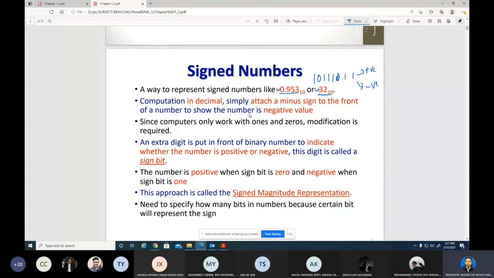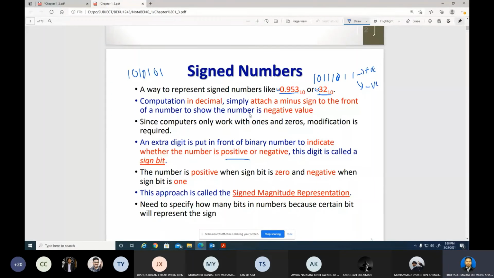But in binary, how do you know whether this is a positive value or a negative value? That's why we need some sign number to represent positive or negative. Since the computer works with 0 and 1, as I mentioned for binary, a modification is required. So we put an extra digit in front of the binary number to indicate whether the number is positive or negative. That's why we call it the sign number, or the sign bit.